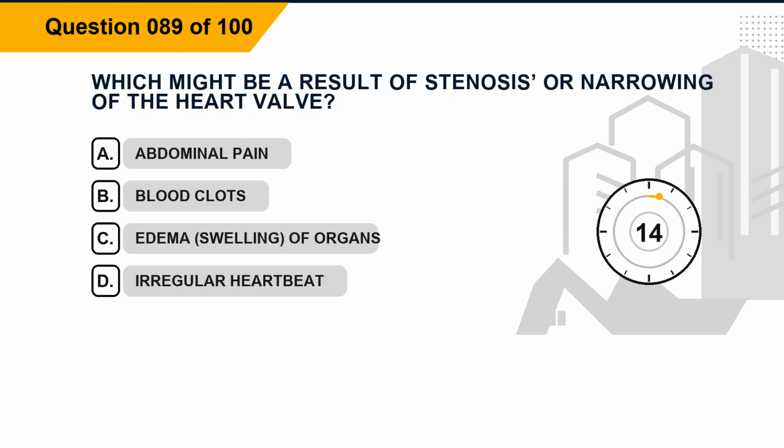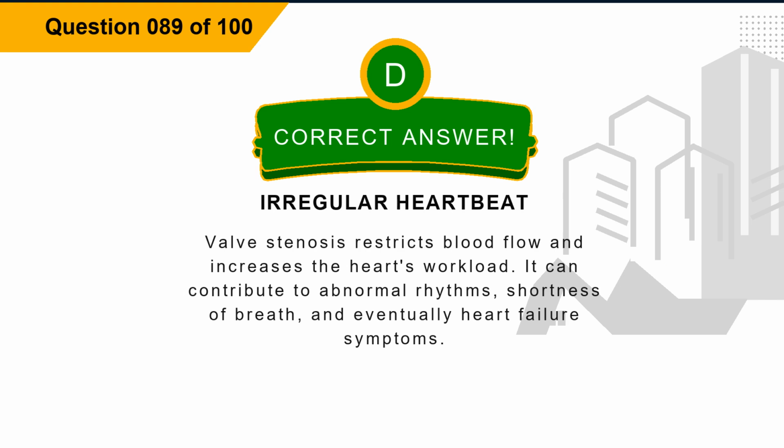Question 89. Which might be a result of stenosis, or narrowing of the heart valve? Option A. Abdominal pain. Option B. Blood clots. Option C. Edema, swelling, of organs. Option D. Irregular heartbeat. The correct answer is option D. Irregular heartbeat. Explanation. Valve stenosis restricts blood flow and increases the heart's workload. It can contribute to abnormal rhythms, shortness of breath, and eventually heart failure symptoms.